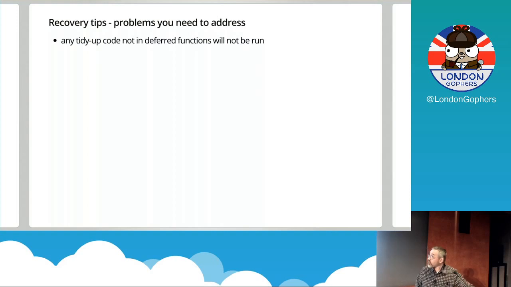This is quite an important one. If you've got tidy up code not in a deferred function, then it doesn't get called. So you see a lot of the time you open a file and then you defer the close. Now that's good. If you don't defer it and you just say, oh no, I'll just remember to close it on the last line just before I return, then that close won't happen. So you'll get a leak of a file descriptor there.